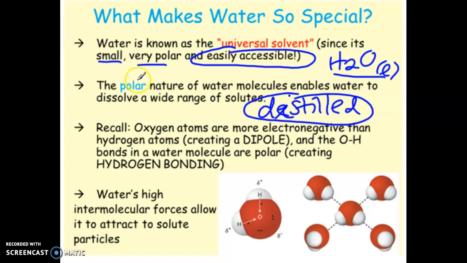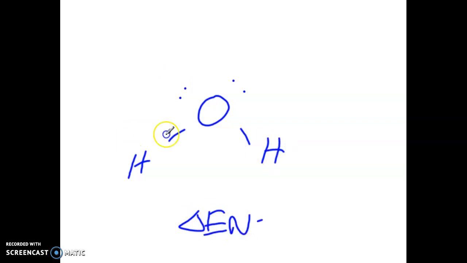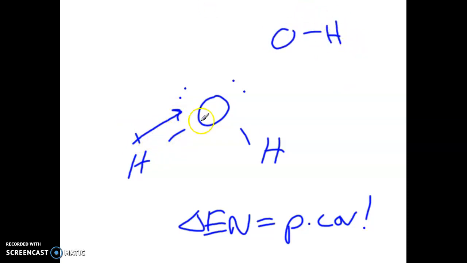So because water is polar, it's able to dissolve a whole bunch of different polar substances. The only thing water would not be able to dissolve is something that is nonpolar. So remember, the reason why it's polar is because it has a dipole. So the difference in electronegativity between oxygen and hydrogen is a polar covalent bond, okay? And actually, this is a special type of dipole because it's between an oxygen and a hydrogen, which means it's an intermolecular force of hydrogen bonding.